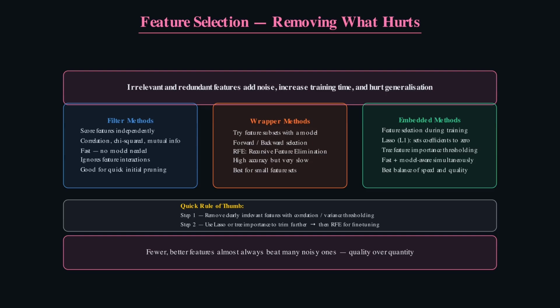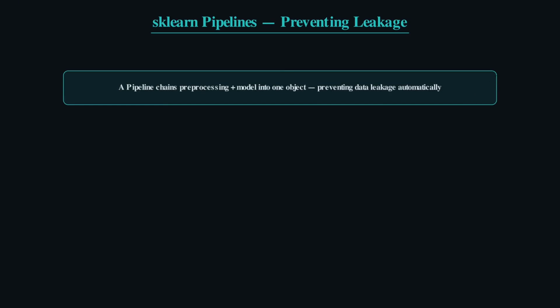Tree-based models like decision trees and random forests are the only exceptions. They never need scaling. Beyond cleaning, you can create entirely new features.